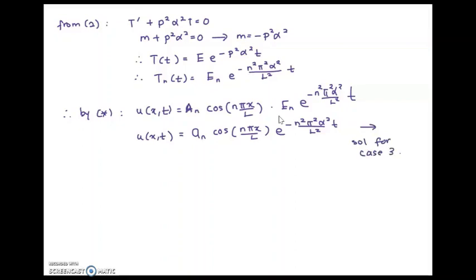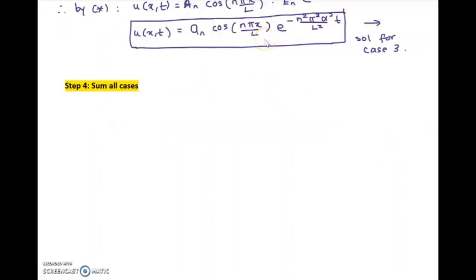All right, so meaning that for the insulated case, we have the solution for case 1. We discard the solution for case 2, but we have the solution for case 3. All right, so proceed to next step. Now step 4 is to sum the solution that we have from all cases. So from case 1 we have the solution, and from case 2 we also have the solution.